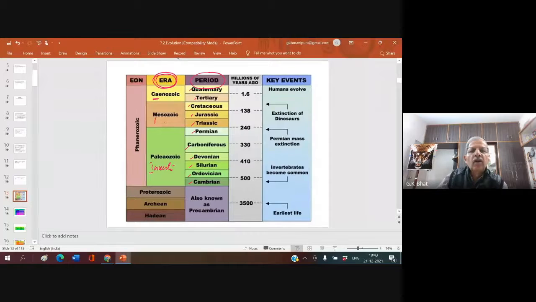Mesozoic era is the era of reptiles. And in this Paleozoic era, you come across Cambrian, Ordovician, Silurian, and Devonian. You must know that Devonian is the period of fishes. And Permian is the period of amphibians. And Mesozoic era is the era of reptiles.